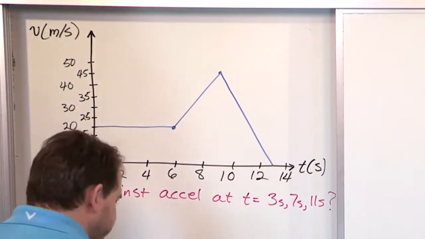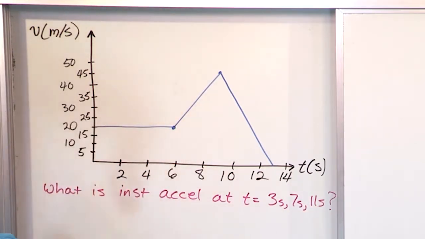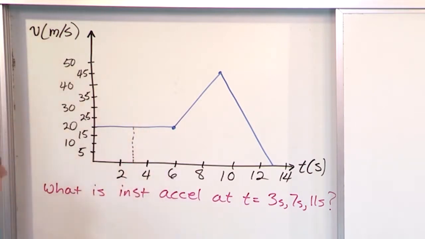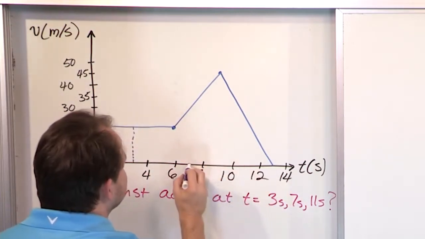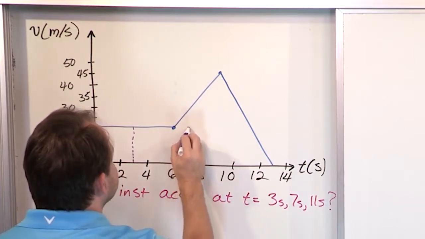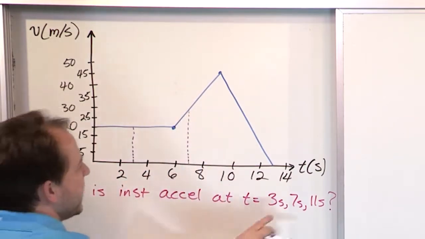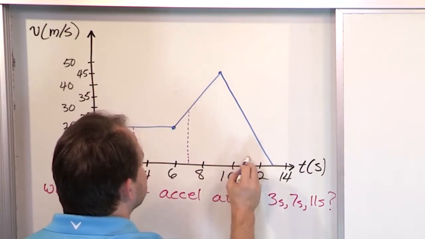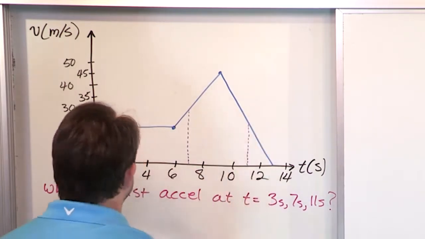So what we want to do is figure out the instantaneous acceleration at 3 seconds, so that's going to be basically right here. And then again, we're going to do it at 7 seconds, which will be between here, so we'll go up roughly to there. And then 11 seconds, which is 10, 11, 12, so that's roughly right around here.